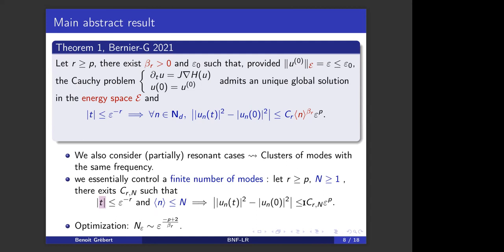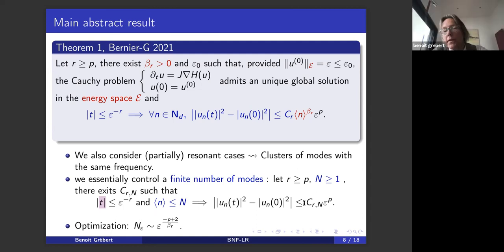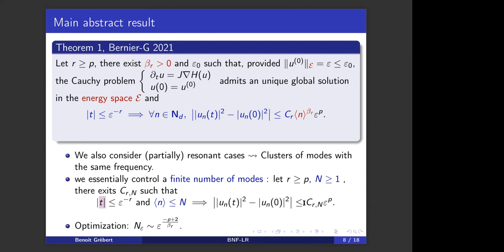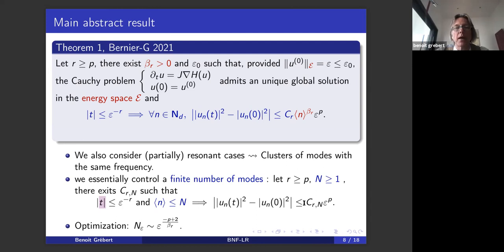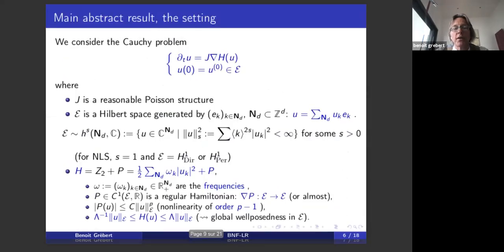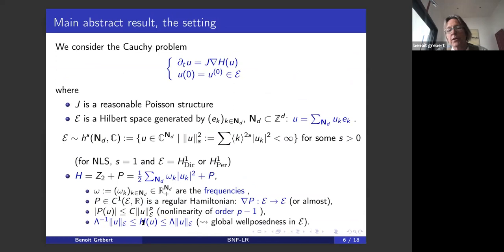Nevertheless, Benoit, you have a unique global solution in the energy space. I mean, do you control the norm in the energy space? Yes, also yes, because actually we have this assumption in here that the Hamiltonian controls the energy. So the Hamiltonian is constant, so the energy is not conserved but controlled.